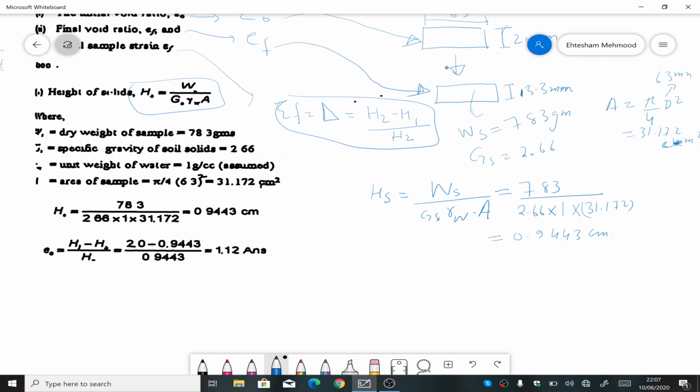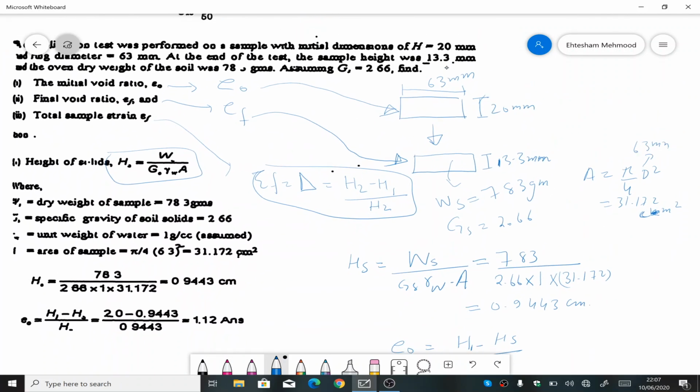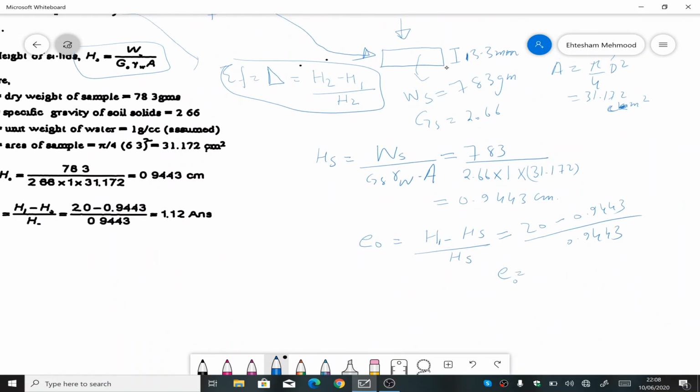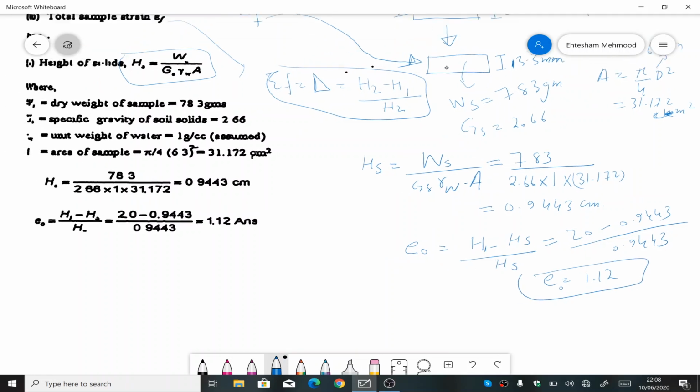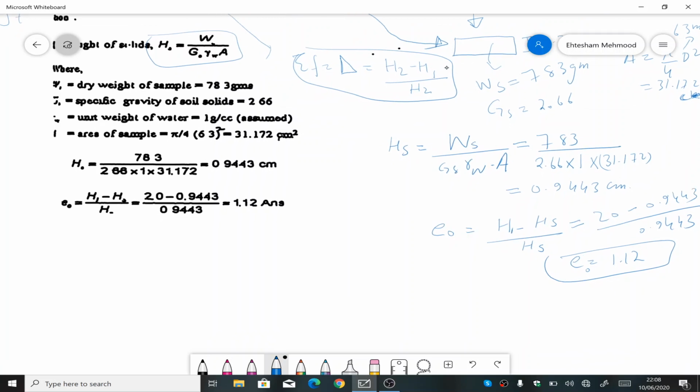So the formula for e naught is H1 minus Hs over Hs, where H1 is the initial height of the soil specimen. Now we put in the values. H1 is 20 minus Hs, 0.9443, over 0.9443. So this is giving me an e naught of 1.12. So this was e naught.